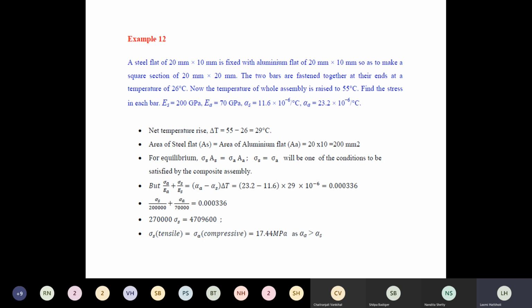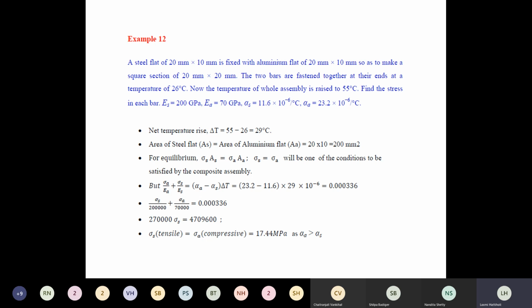0.000336. I'm talking about only RHS now. Now to solve this sigma A by EA plus sigma S by ES, I'll take down this value now. So this is the value generated. Now here what I'll do, let sigma S is equal to sigma A. Now with this I can say that 27 into 10 raised to 4 sigma s is equal to this value. I can easily calculate sigma s now.